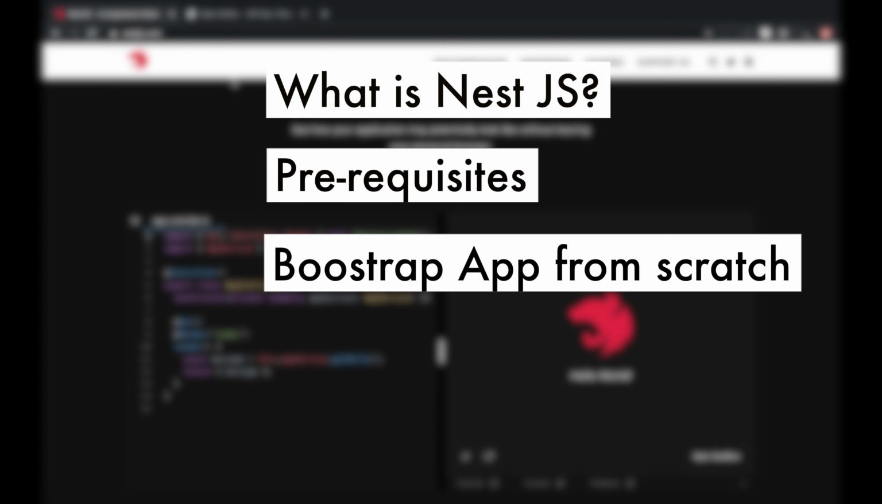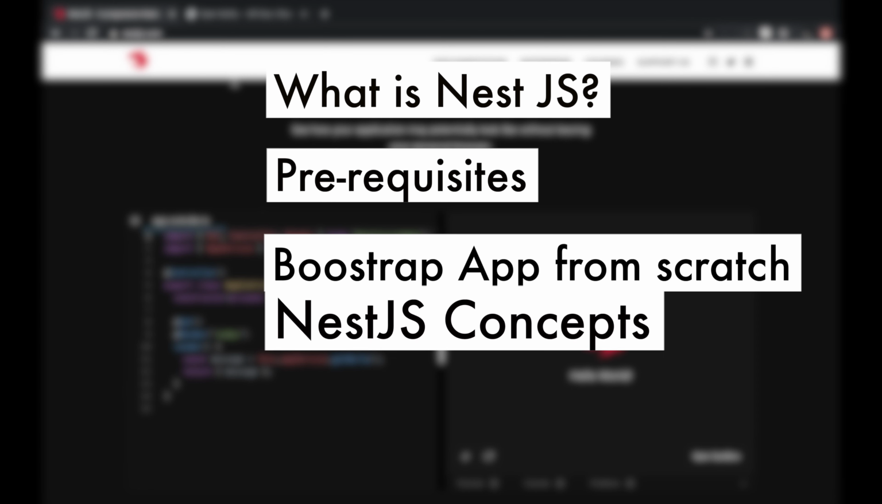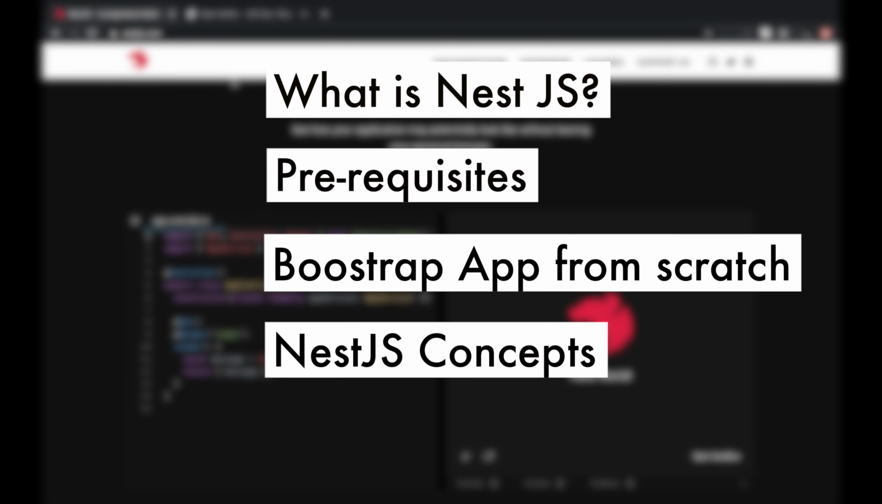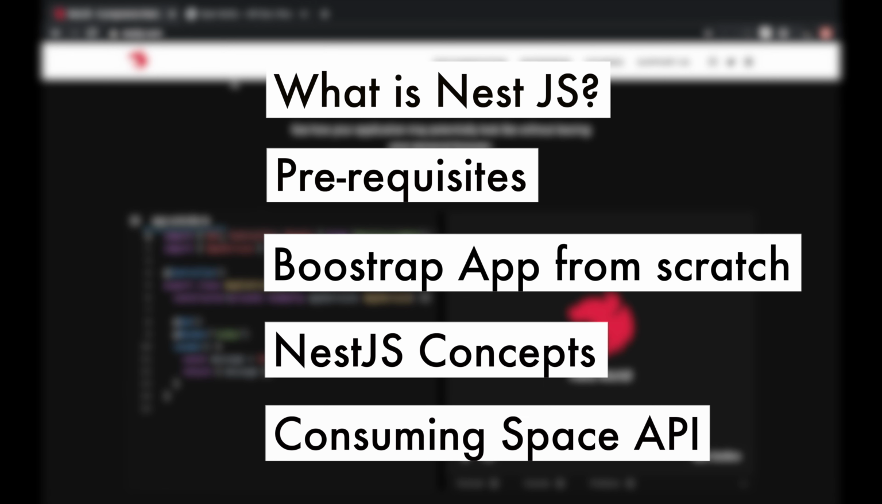After that, I'll walk you through the different concepts inside NestJS so that we can develop an application. So these include the controllers, the service, imports and providers, and most importantly, modules in NestJS. Finally, we are going to consume an API which gives us the name of people who are in space. So obviously, there is an API for that.